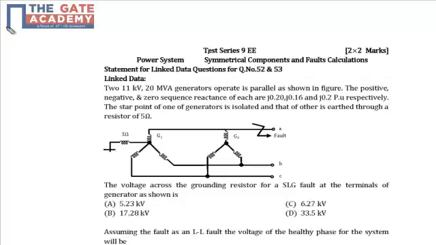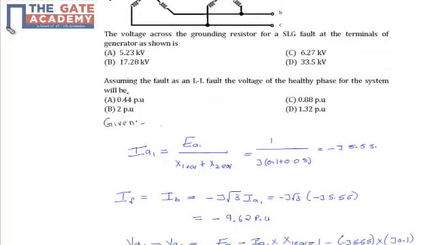Hello students, this question is taken from test series 9 from the subject Power System, from the topic symmetrical components and its fault calculations, and it is the linked data question for question number 53. In the previous question we calculated the voltage across the grounding resistor for an SLG fault at the terminals. In this question we have to find the value for a line to line fault.